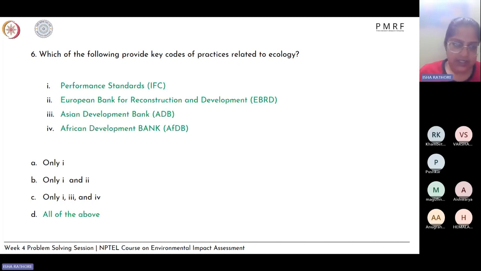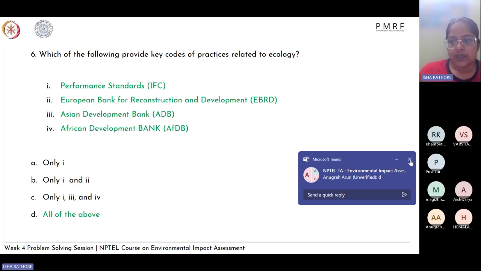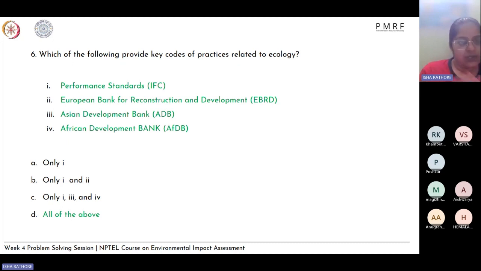So the correct answer is all of the above, that is D. That is, all of these agencies provide key codes of practices relating to ecology. So again, we have discussed them in the module which looks up at law and legislation for ecology. So make a note of agencies which play a role in different aspects, especially international ones as well as specific to India, which is why we have discussed the different agencies which have come up and what roles they play.